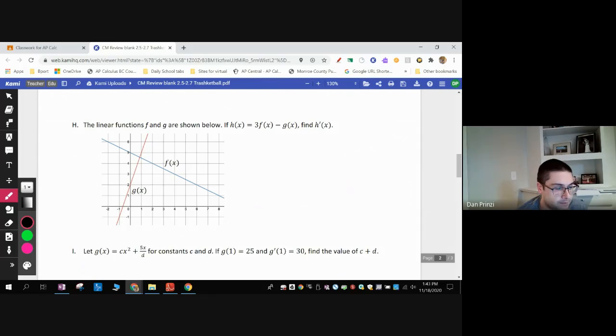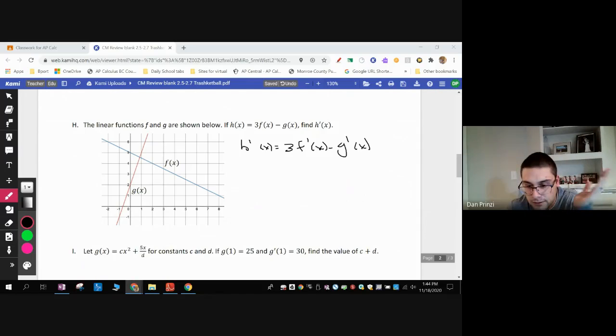It says linear functions f and g are shown below. H of x equals 3f of x minus g of x. So what's h prime of x going to be? Well, it's going to be 3f prime of x minus g prime of x. Is everyone okay with that? There's no product rule there. That's straightforward. That's as easy as they get. The one on your test that you have this week is way harder than that. So, you know, get ready.